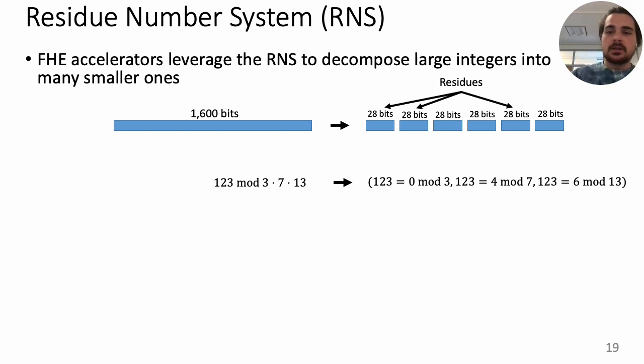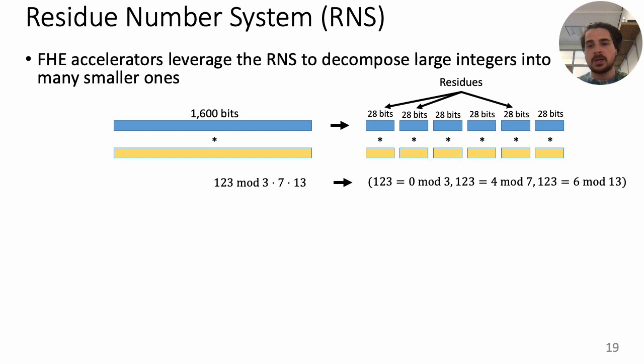So here's an example. The integer 123 modulo 3 times 7 times 13 can be represented in RNS form as 123 modulo 3, which is 0, 123 modulo 7, which is 4, 123 modulo 13, which is 6. The magic of RNS is that now a multiplication of two 1600-bit coefficients can be implemented as an element-wise multiplication of the residues. And addition works the same way. Because multiplier complexity scales roughly quadratically in bit width, arithmetic is significantly cheaper in RNS than operating on large integers directly.